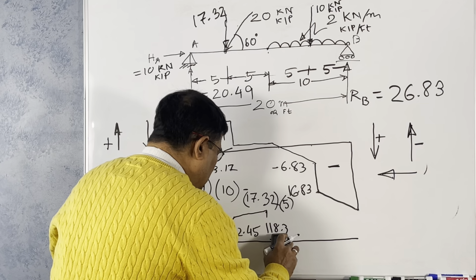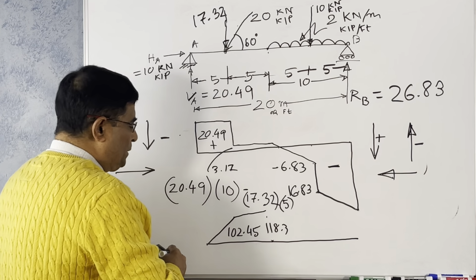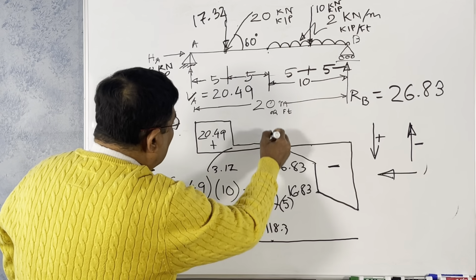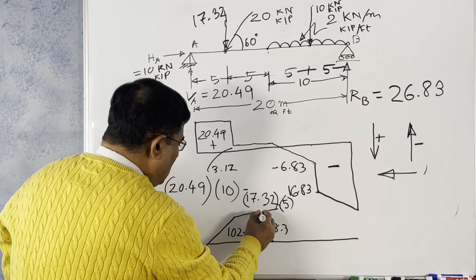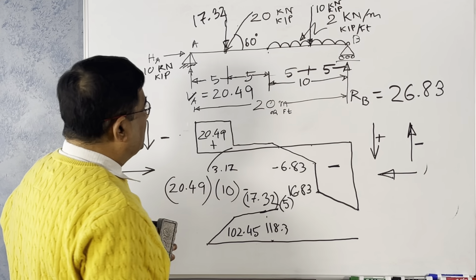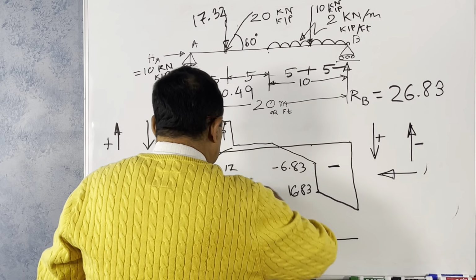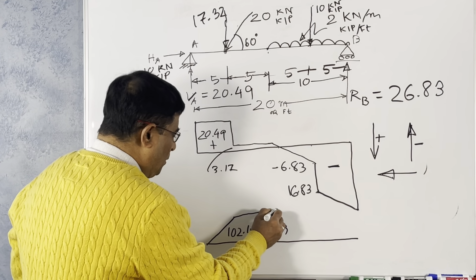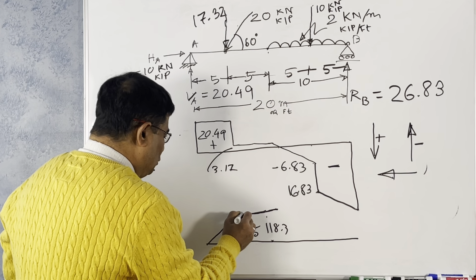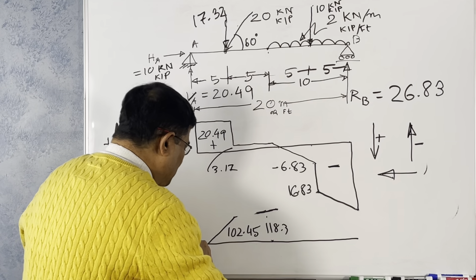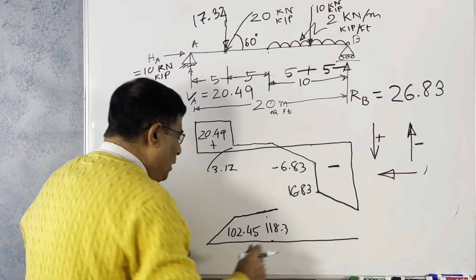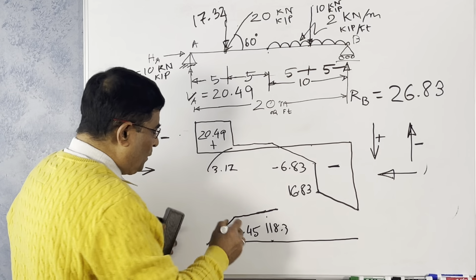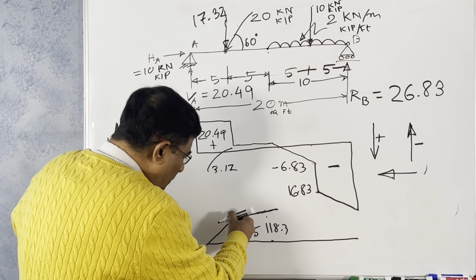This moment is 118.3. We take moment about this point, at this middle point. So it will be like this value. Then see what happens. This is linear from here to here with reduced slope. The slope is reduced because the moments are acting, one clockwise, another anti-clockwise. They are reducing. That's why the slope is a little bit reduced compared to this one.